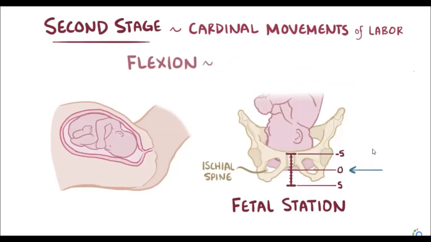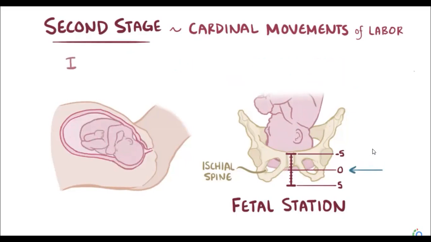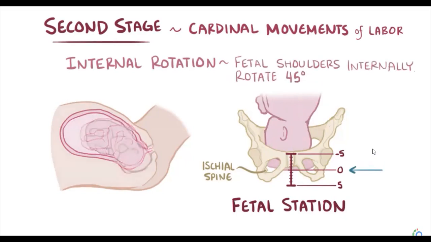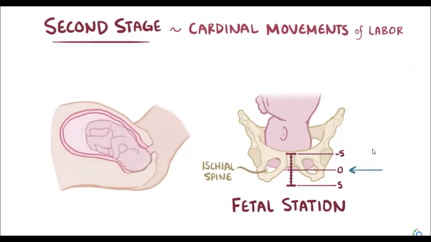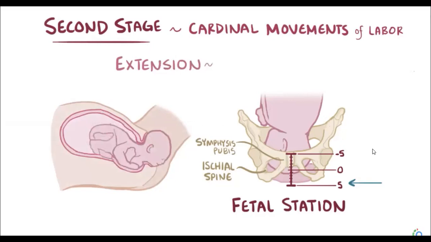Then there's flexion, where the fetal chin presses against its chest as its head meets resistance from the pelvic floor. Next, there's internal rotation, where the fetal shoulders internally rotate by 45 degrees so that the widest part of the shoulders are in line with the widest part of the pelvic inlet. After the fetal head passes under the symphysis pubis, which is at about +4 station, there's extension, where the fetal head will change from flexion to extension, and then they move to about +5 station and emerge from the vagina.